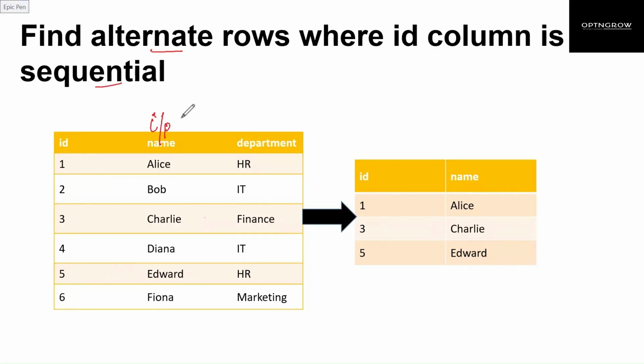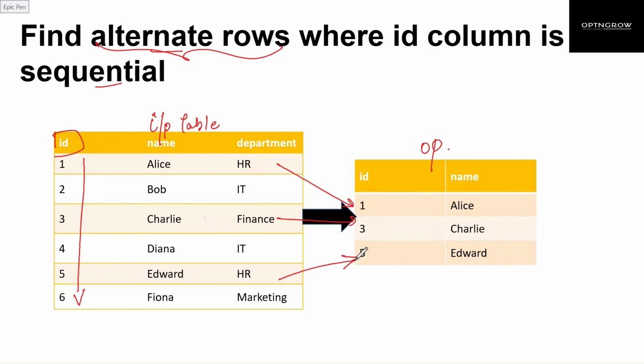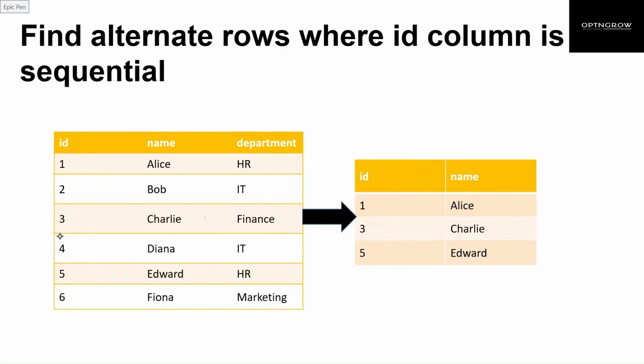So this is our input table. In this table, we have the ID column, and if you see, the values are sequential. What we want is the alternate rows. You can see over here, these are the alternate rows that we want in the output. So let's quickly look into the solution of this question.